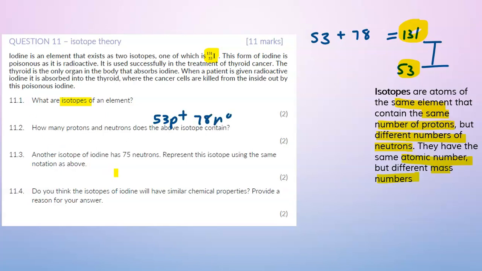Another isotope of iodine has 75 neutrons. Represent this isotope using the same notation as above. So I've got it here. I only need to change the 78 into a 75. And then obviously change the 131. So I'm going to take that out and that out. This becomes 75. And then I get a value of 128.